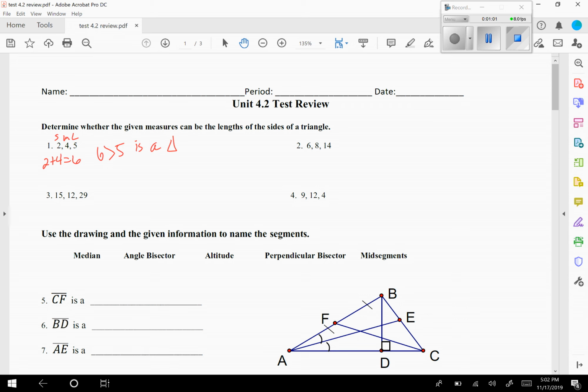Okay, now I'm going to go over here and I'm going to do number 4 because it illustrates the fact that you have to actually look at the numbers. So we have 9, 12, and 4. 4 is your short, 9 is the medium, so 12 is the longer side. So you have to do 9 plus 4, which is 13. And 13 is greater than 12, so this is a triangle.